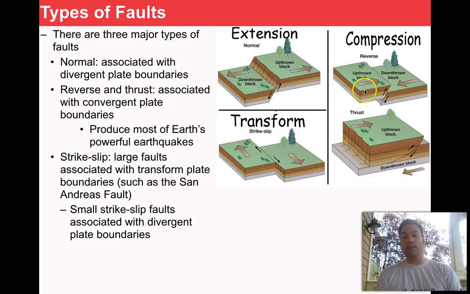So there's an up-thrown block and a down-thrown block relative to one another. This one might actually be stationary with this coming up over it, or vice versa. You get the idea. It's all relative.